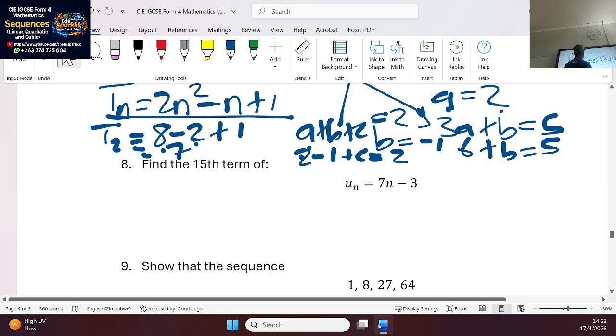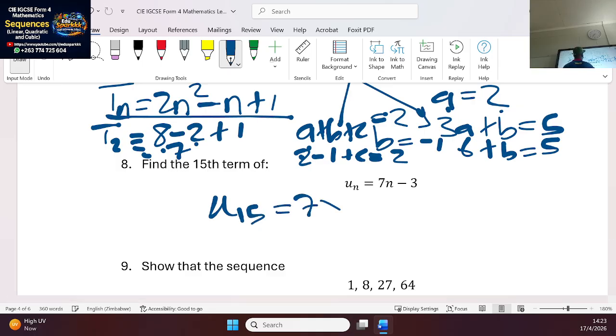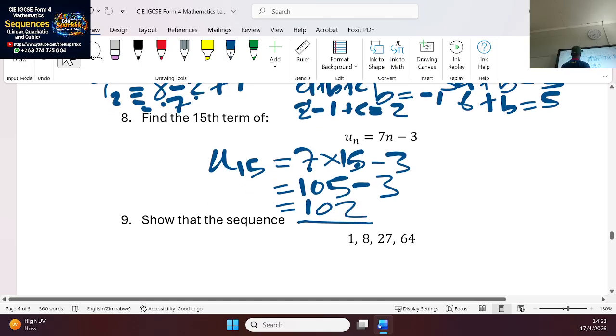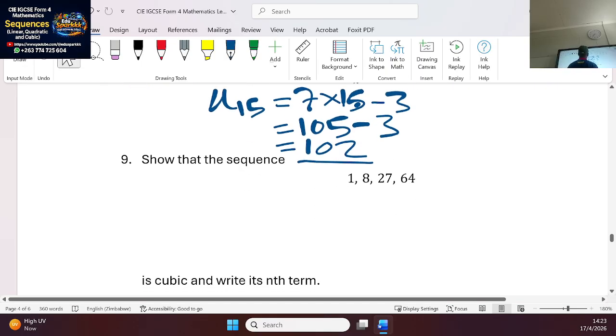Find the 15th term of, so we are given in subscript notation, so we are interested in U15. U15 is going to be 7 multiplied by 15 minus 3. Well, if I multiply 7 by 15, 7 times 5, that's 35 carry 3. So it will be something like that, which will give us 102. That's the 15th term.